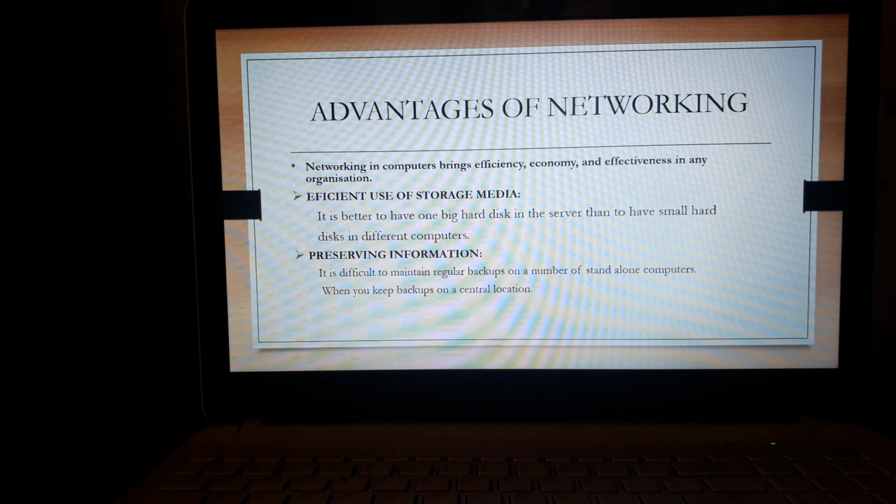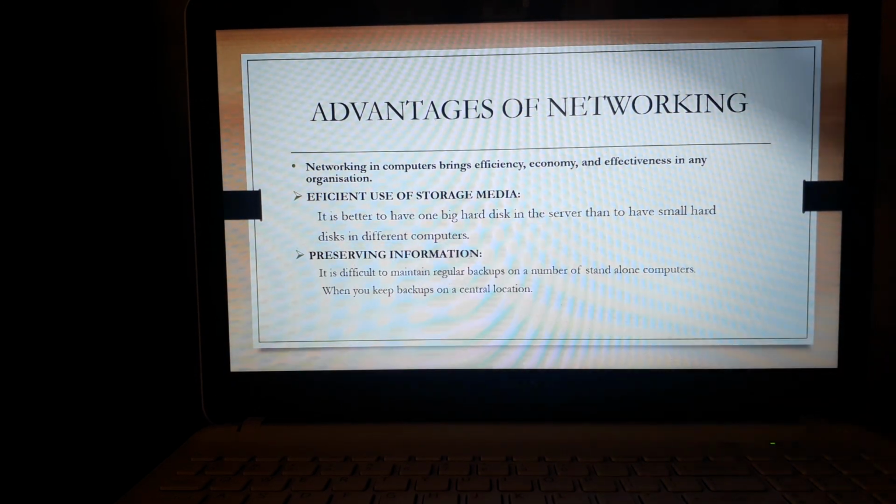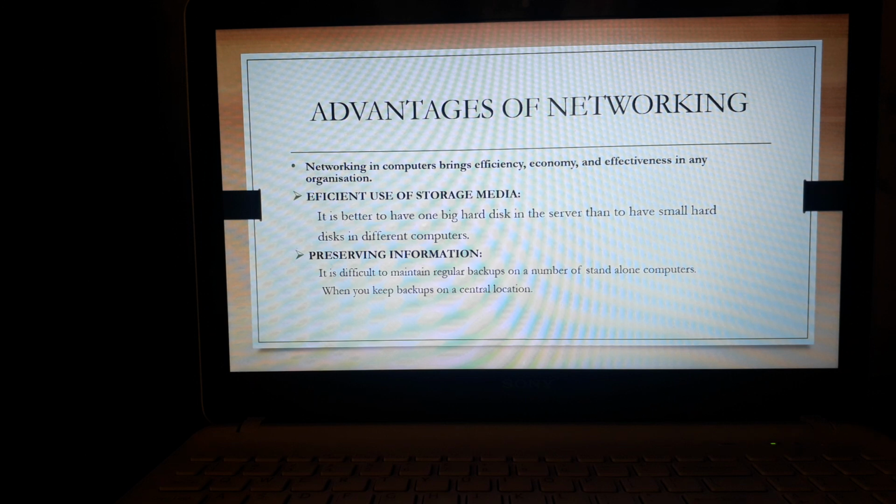Now, efficient use of storage media. It is better to have one big hard disk in the server than to have a small hard disk in different computers. If we store our data in different or small hard disks, sometimes we get difficulty. But if you have a big hard disk, then you can store a huge amount of data in that hard disk. So it is an efficient use of storage media.